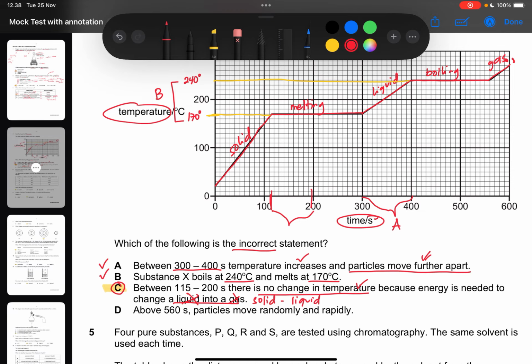Then letter D, above 560 seconds. So we're talking about this point, 560 seconds until here. This is our letter D option. Particles move randomly and rapidly. That is correct because at this point, our X is at gas state. So statement D is also correct.